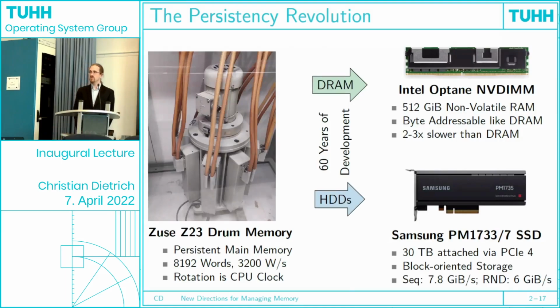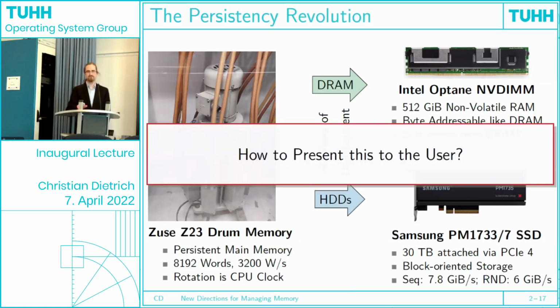On the other hand, we nowadays have SSD drives that are really big. So 30 terabytes storage, still block-oriented storage. And the interesting part is it has a high sequential read rate of about 8 gigabytes. But the interesting thing is random read is not that slow. So we get 6 gigabytes of random access, block-oriented random access, but random access over the whole surface of the disk. And the question is, how do we present these new directions in memory development to the user?